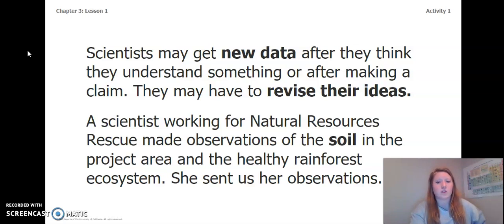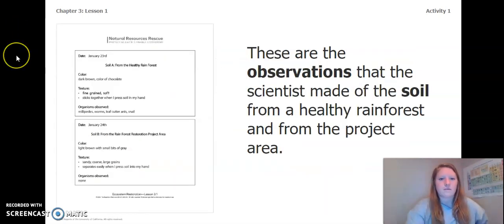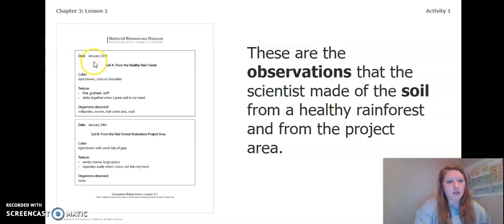A scientist working for Natural Resources Rescue made observations of the soil in the project area and the healthy rainforest ecosystem. She sent us her observations. Let's take a look. On the left are the observations that the scientists made of the soil from a healthy rainforest and from the project area. So if we look, we see soil A, and this is from the healthy rainforest.